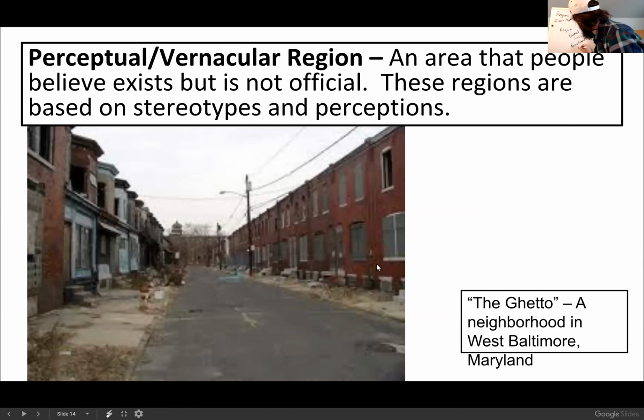So functional is the same as nodal, and then we have perceptual, which is going to be the same as vernacular. All right, great.